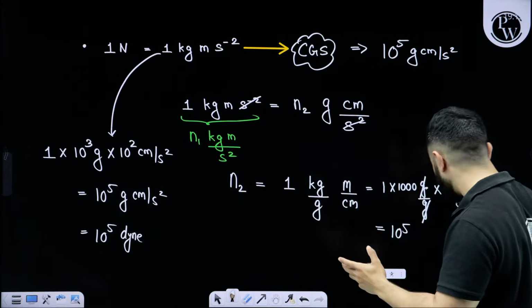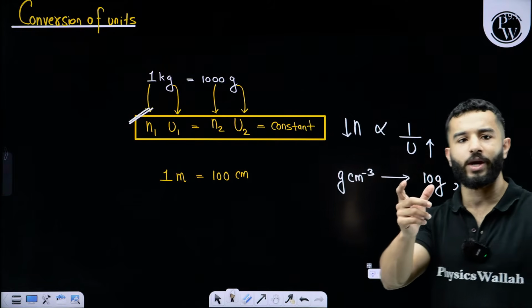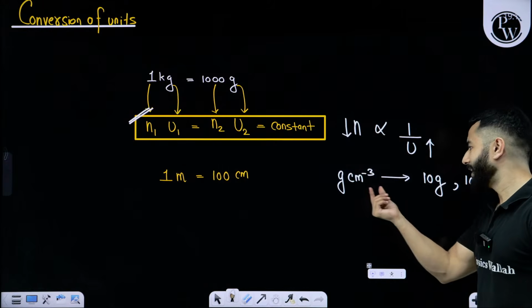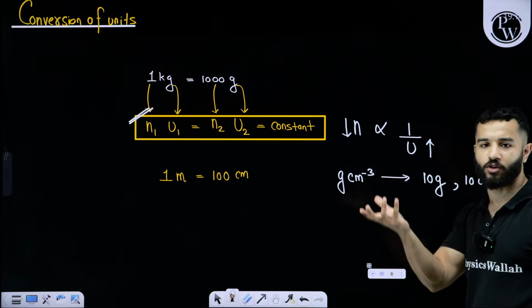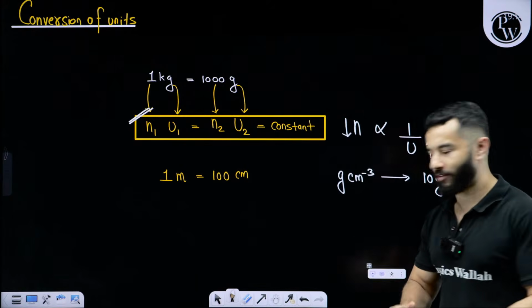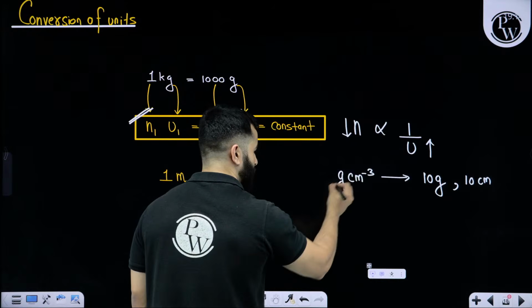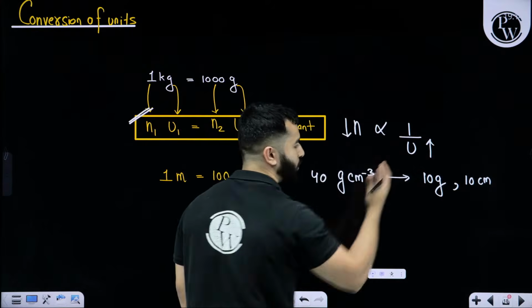Now the only thing is, let's suppose they are going to talk about some new system, that's where you are going to face trouble. Let's suppose instead of saying that gram is one of the units, they are saying 10 gram is one of the units. So what problem? We don't have any problem. We are going to again do the same thing. Let's suppose they are saying what is the value of 40 gram per centimeter cube in the new unit.